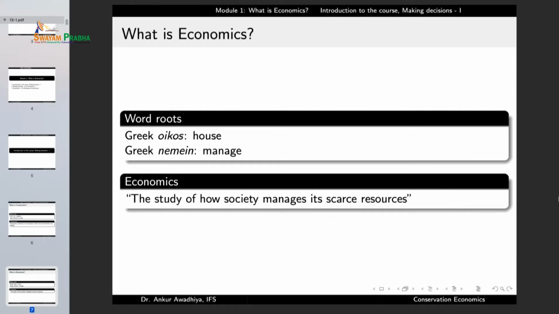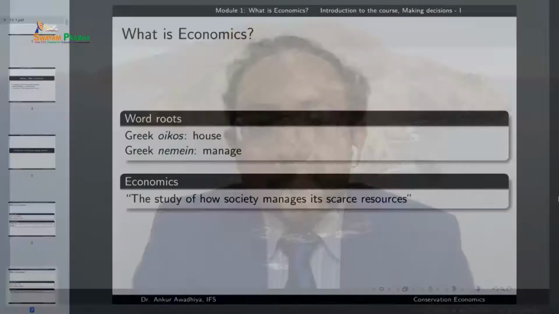On the other hand, economics comes from the Greek word roots, oikos and nemein, which means managing the house. So it is a study of how society manages its scarce resources, or how decisions are taken to ensure that the scarce resources are used for the maximum benefit of the people. That is, how does society maximize its surplus or benefits by using its scarce resources.